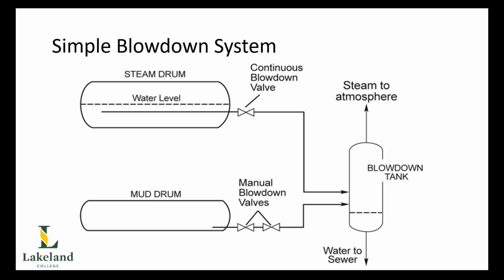Now, typically, the CBD and the IBD are both piped to the same vessel, and we can see this here indicated in figure 1 from your textbook on page 15. So our CBD is piped down through the CBD valve going into our blowdown tank, and then you can see at the bottom here from our mud drum, we have our IBD arrangement with our 2 blowdown valves also being piped to the same location into our blowdown tank.